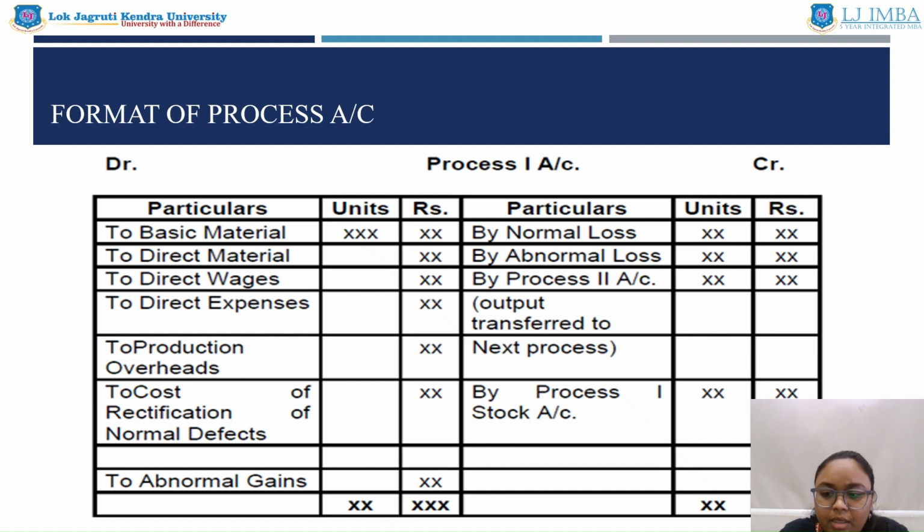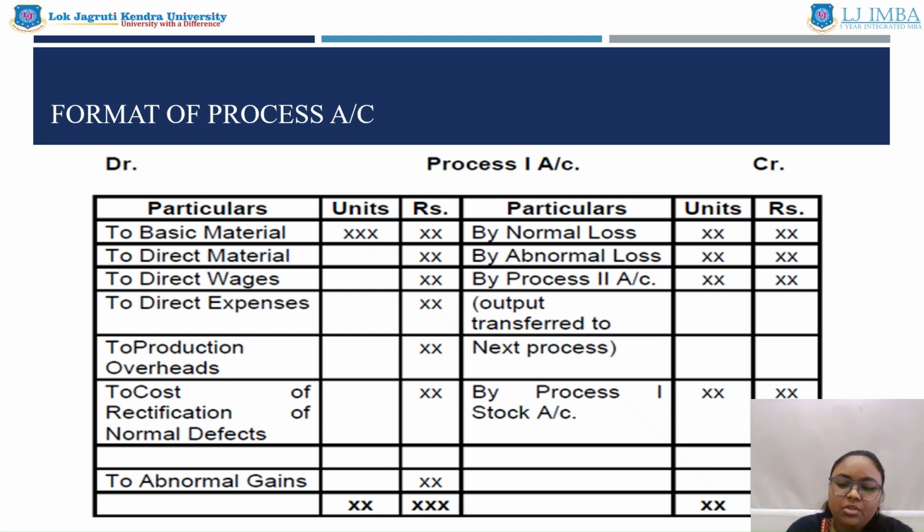Here is the proforma of the process account. The left side shows the basic material, that is the cost incurred by us: your material, labor, overheads, and the right side records the outputs including normal loss, abnormal loss, and transferred goods. So this proforma itself shows that the debit side has the inputs and the credit side has the outputs. Now the outputs can be loss, or the output transferred to the next process.